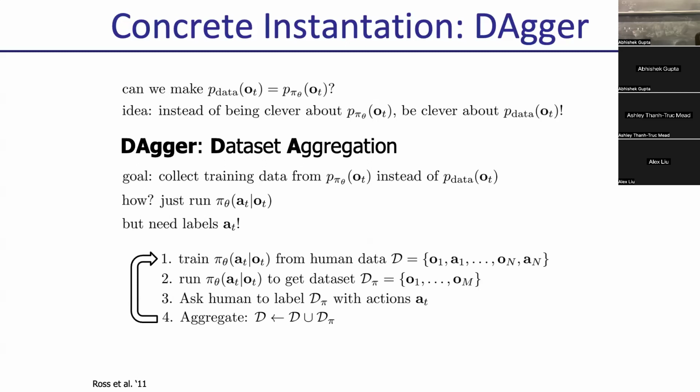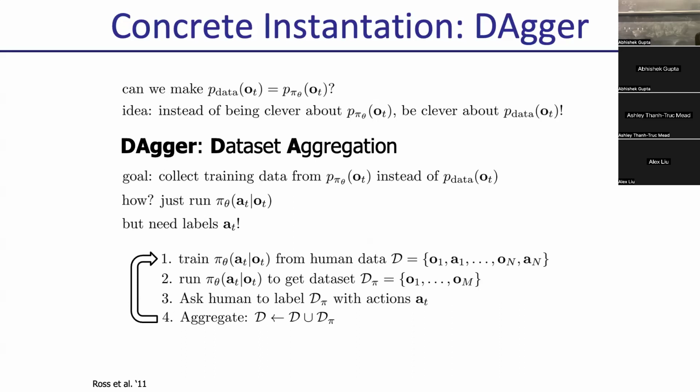But if you look at this paradigm, what about it is kind of unreasonable? So you train a policy from human data, easy enough. You're going to run that policy to get the data set, and then you're going to ask a human to label all the states that the policy reached with optimal actions, and then you're going to aggregate them. But what is unreasonable here? Yeah, the human labeling might take a lot of effort.